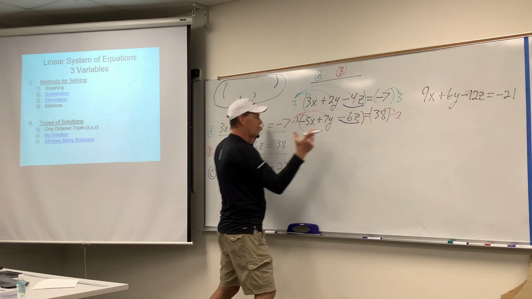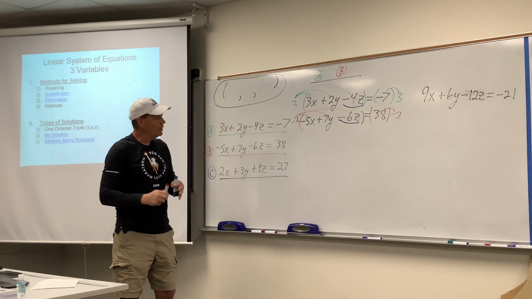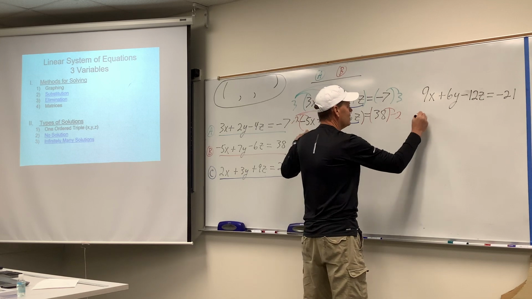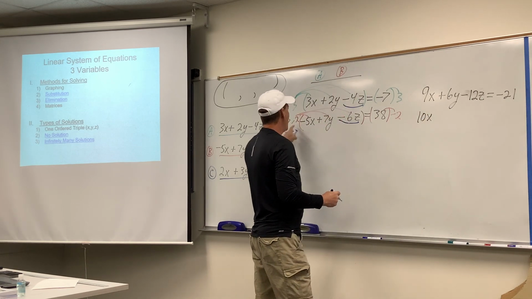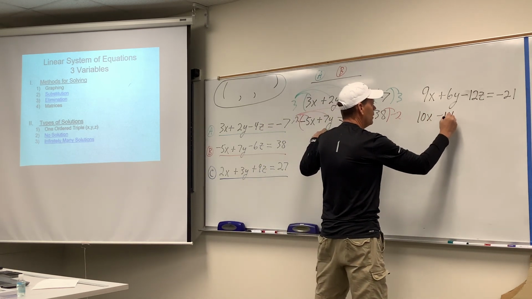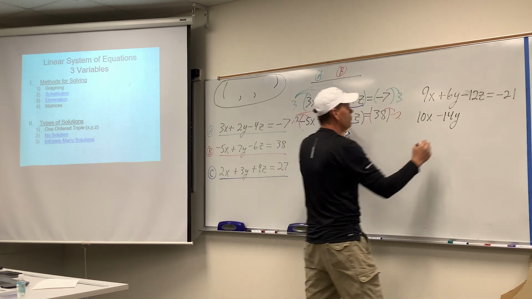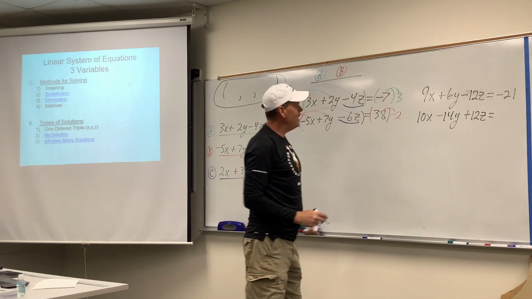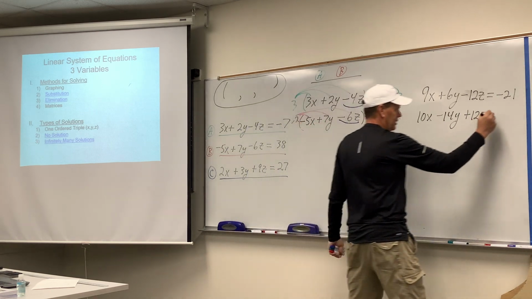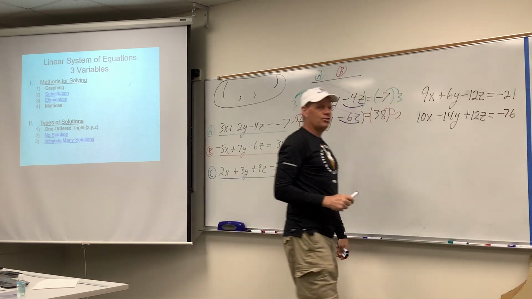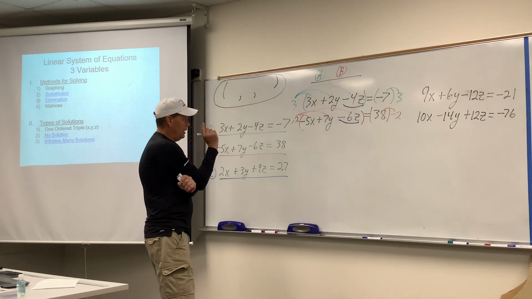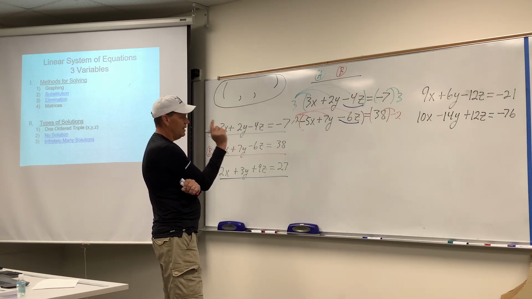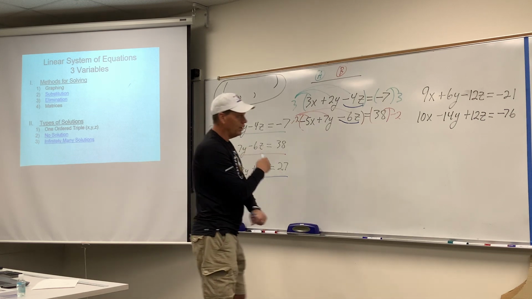Again, apologies for the cramped quarters here. We're doing our best. So that would be 10x minus 14y plus 12z equals negative 76. I'm going to double check my arithmetic again. Positive 10x, negative 14y, positive 12z, negative 76. I think we're good to go.